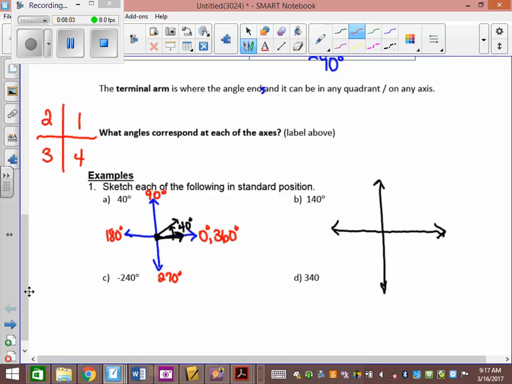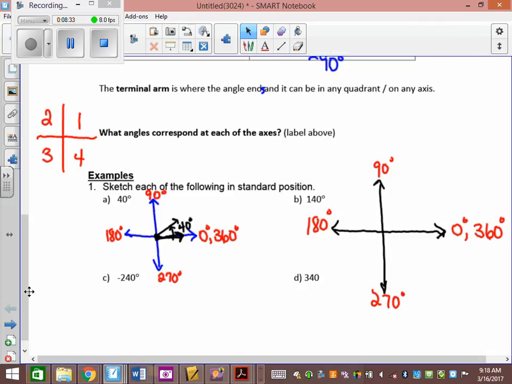First thing I do is label. 0, 90, 180, 270. I need my degree symbols. 360. You need the degree symbols or it's not a degree, it'd be a radian. You don't even know what a radian is, so you really don't want it to be that right now. Okay? 140 falls in which quadrant? Second one. I like going from the x-axis as always. So 140 is how much less than 180? 40. So it's not going to be right up the middle. It's going to be a little more than right up the middle.